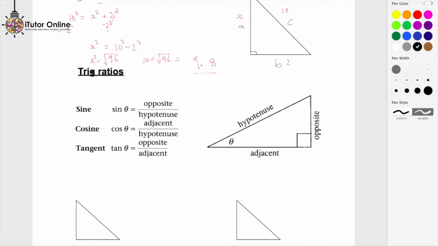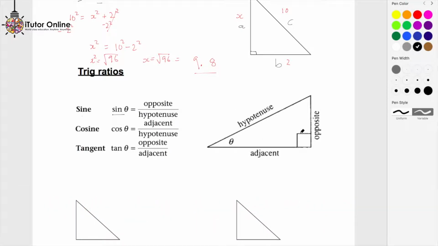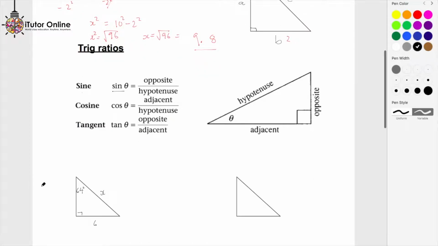So now moving on to our trig ratios, we're going to be looking at 3. So we have sine theta, which is opposite over hypotenuse, cos theta, which is adjacent over hypotenuse, and tan theta, which is opposite over adjacent. And here we have our right angle triangle. We have our symbol for our right angle, we have our angle, and our hypotenuse is going to be our long side. Our adjacent is going to be the side between the angle and the right angle, and then the opposite side there. So now looking at some examples.